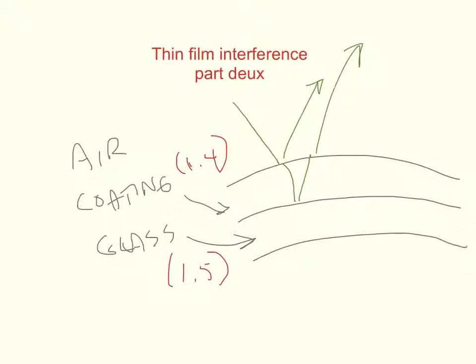The frequency is not going to change as it enters a new substance. The speed is going to change, so the wavelength is going to change. If you enter something more dense, at that point, there's going to be a phase change. There's going to be a shift of 180 degrees. A crest turns into a trough. Again, here, where I go from a coating with an N of 1.4 to an N of 1.5, there's also going to be a phase change.